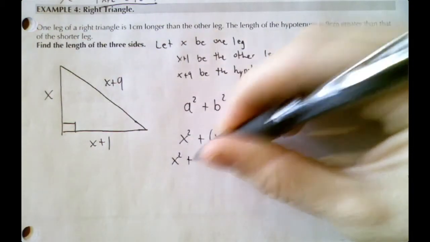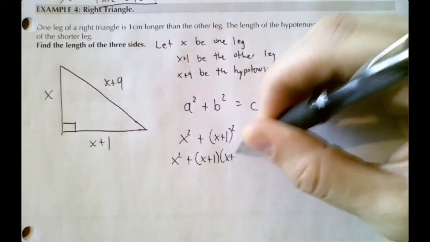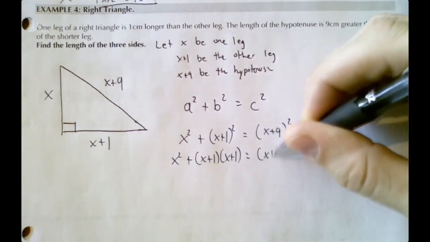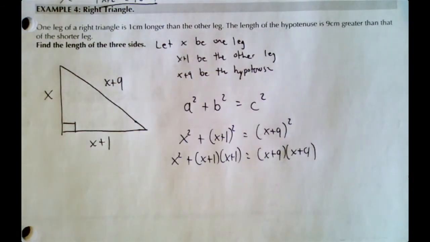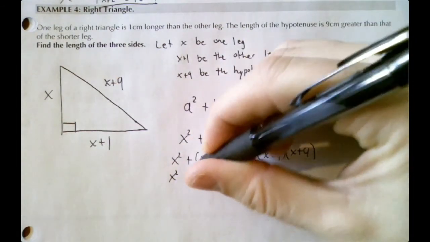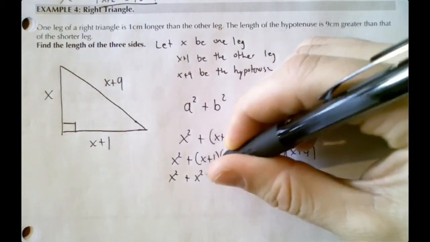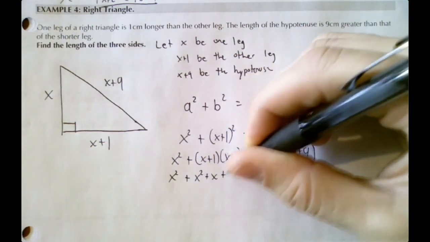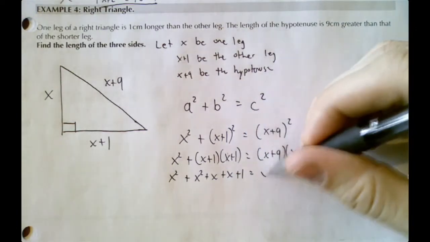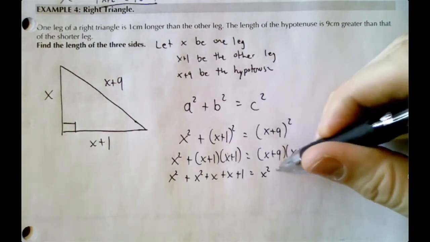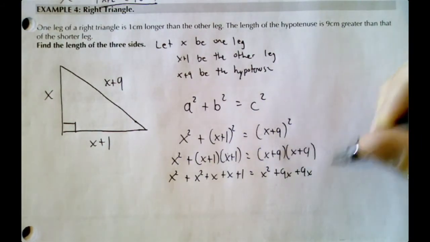x squared plus, when you square a bracket, you write it twice. And now let's expand these brackets. FOIL: x times x is x squared, x times 1 is x, 1 times x is x, and 1 times 1 is 1. x times x is x squared, x times 9 is 9x, 9x again, 9 times 9 is 81.